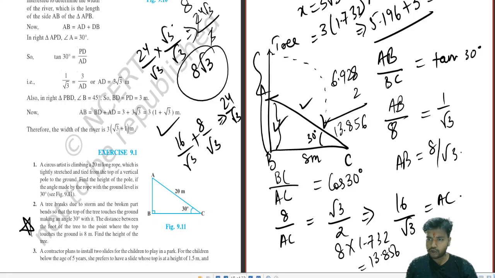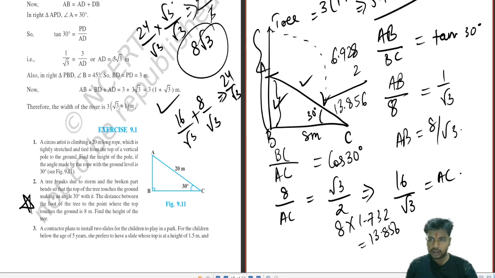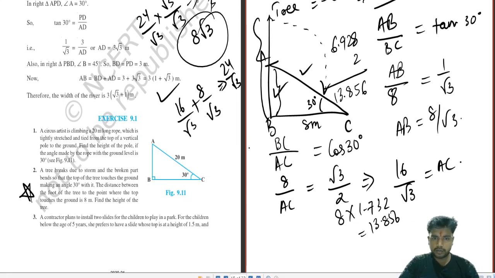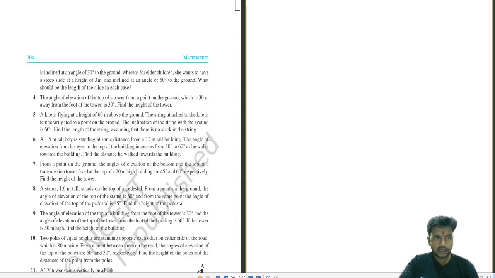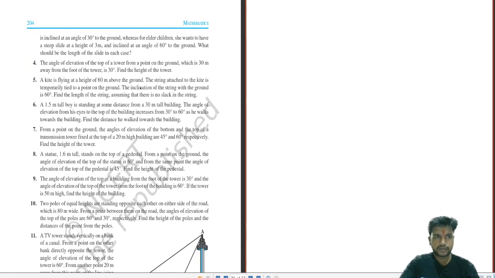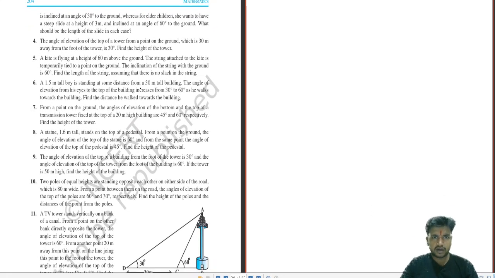Make sure you solve it with utmost precaution. A contractor plans to install 2 slides for the children to play in a park. For the children below the age of 5 years, she prefers to have a slide whose top is at a height of 1.5 meters and it is inclined at an angle of 30 degrees to the ground. Whereas for elder children, she wants to have a steep slide at a height of 3 meters inclined at an angle of 60 degrees. What should be the length? This is the same sum, you can solve it on your own. The angle of elevation of the top of a tower from the ground, which is 30 meters away from the foot, this you can solve.